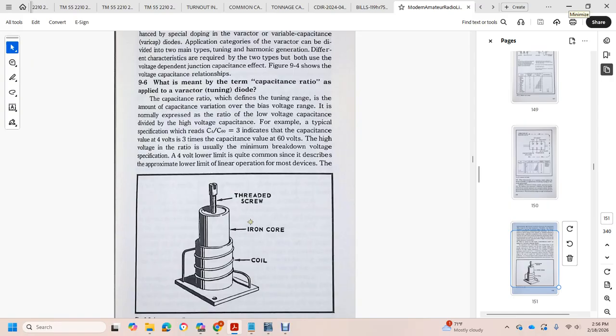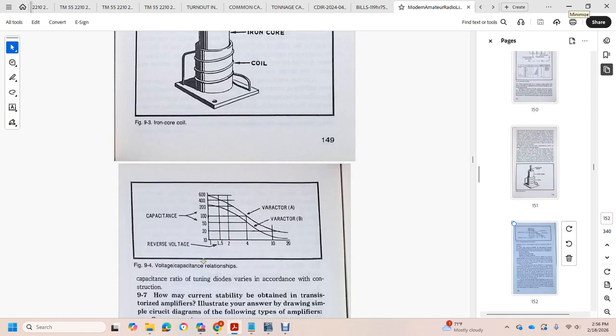Shows a thread unscrewed with the iron core in the coil. Shows the voltage capacitance relation, with capacities from 0 to 100, on varactor A and varactor B.